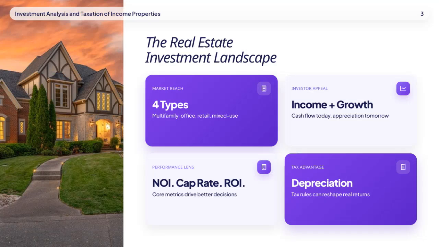Let's take a closer look at the real estate investment landscape, focusing on four main property types: multifamily, office, retail, and mixed use. Each of these offers unique market reach and investor appeal, combining both income and growth potential. The key idea here is balancing cash flow today with appreciation tomorrow, ensuring both immediate returns and long-term value. From a performance perspective, metrics like net operating income, capitalization rate, and return on investment are essential. They help us make smarter, data-driven decisions.